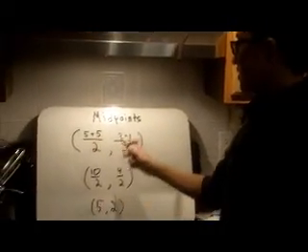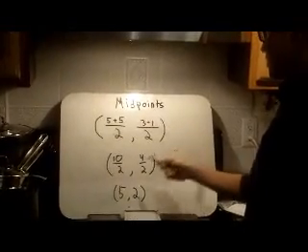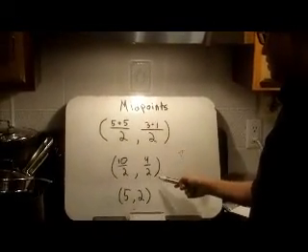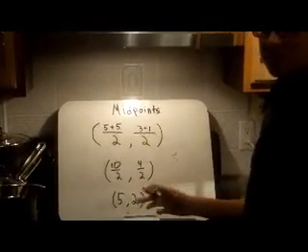Our example here is (5 plus 5) over 2 and (3 plus 1) over 2. This makes 10 over 2 and 4 over 2, so our outcome is (5, 2) on the Cartesian plane.